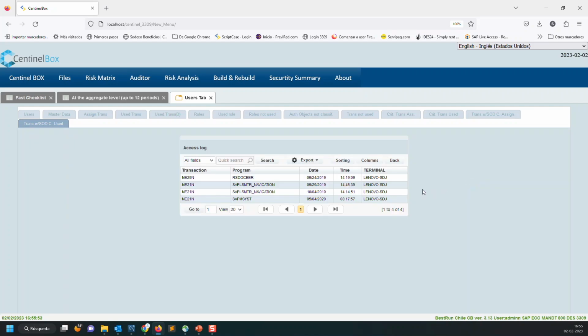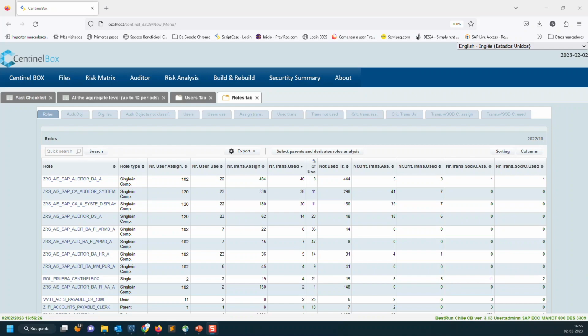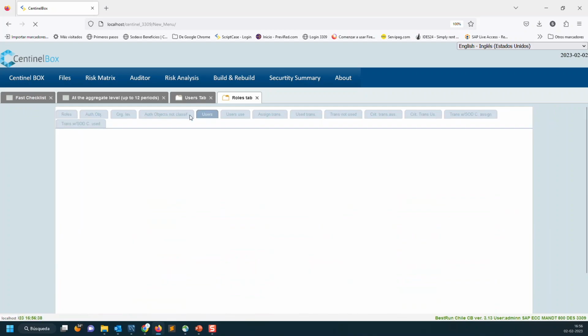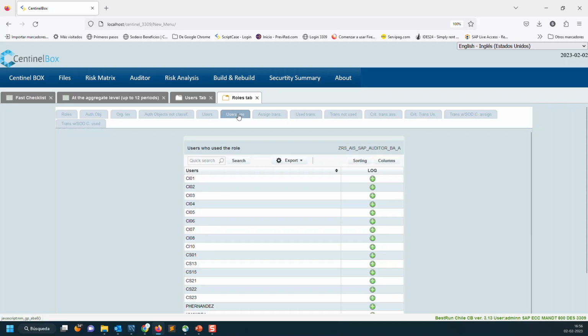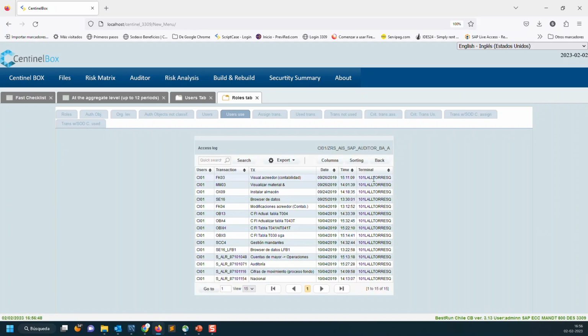For each role, we can see the assigned transactions, the used transactions, by whom and when, and the unused transactions, as well as critical and conflicting transactions. For example, let's review the first role assigned to users, including the users who have been assigned the role, the users who use it, the transactions used in the role, and when they were used. We can even review transactions with SOD conflicts at this level of detail.